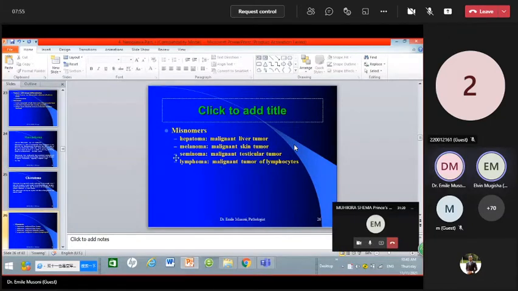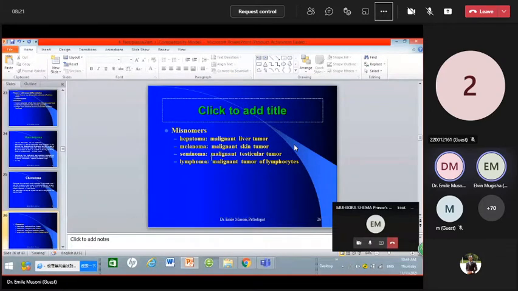There is what we call misnomers. When you look at hepatoma, you can think hepatoma is a benign tumor. It is not true. Hepatoma is a malignant tumor of the liver. Melanoma, a malignant tumor of the skin. The cells involved here are melanocytes.